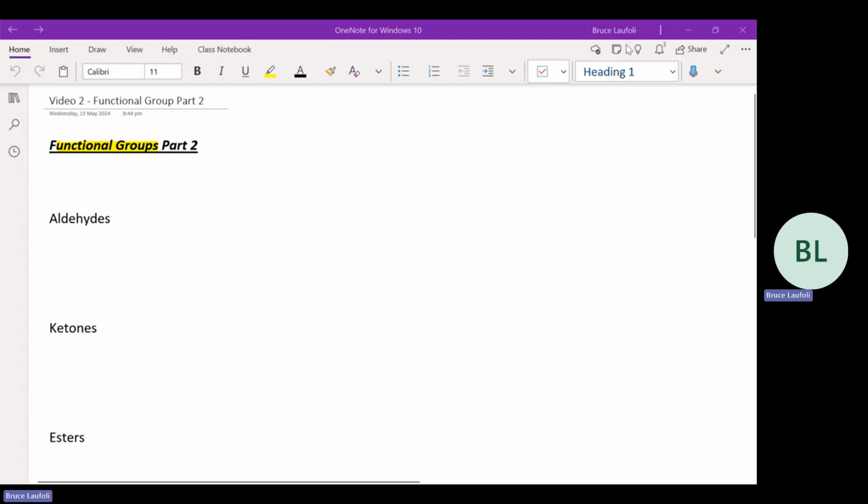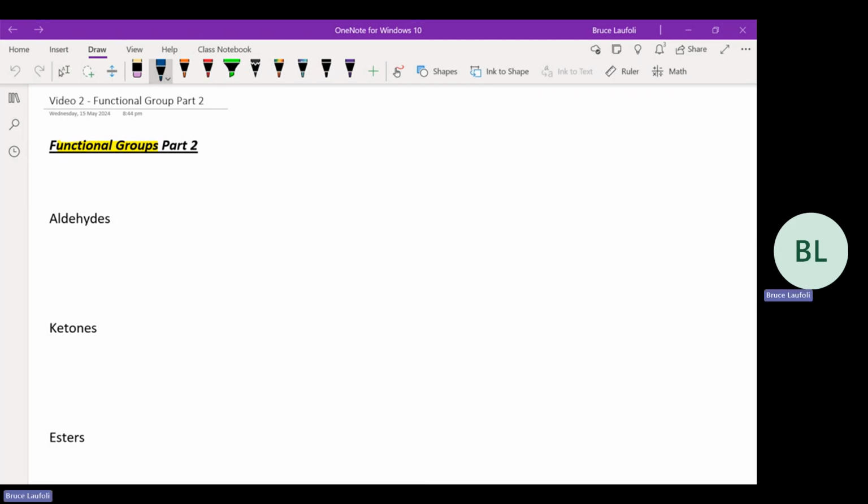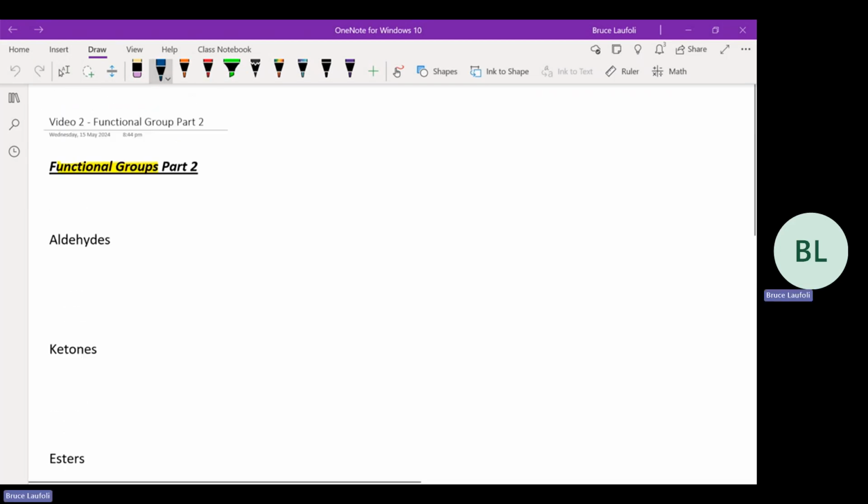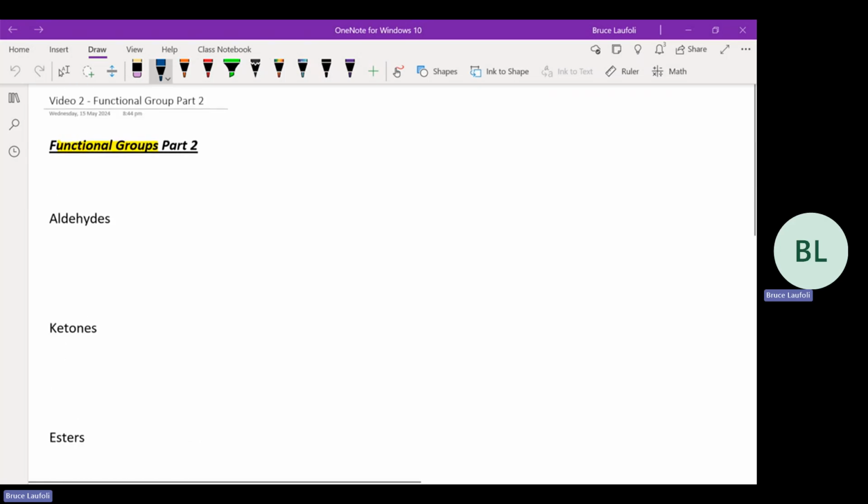Okay, so this will be part two of the functional groups video. Just as revision, we should recall that functional groups are essentially something of a character that exists within an organic molecule that gives that organic molecule its chemical properties and some physical properties, not too much though. But let's go over the level three functional groups.